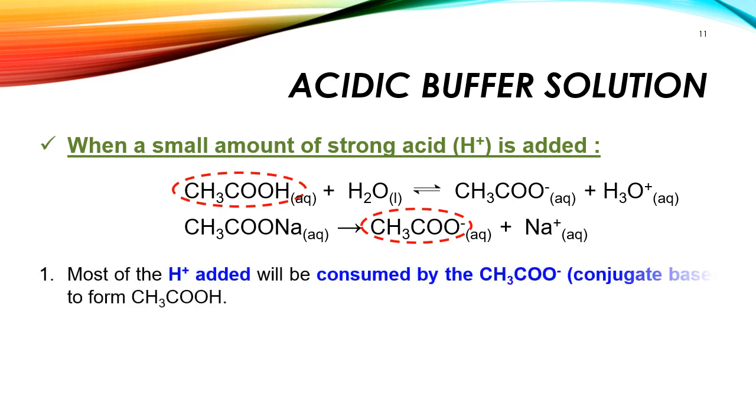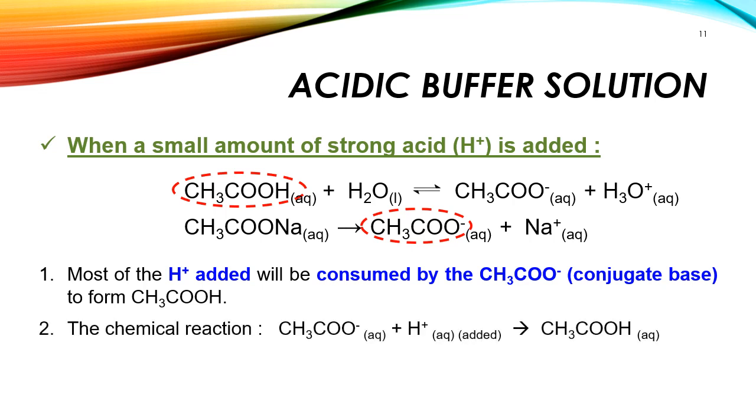When a small amount of strong acid is added, most of the H+ ions will be consumed by the ethanoate ion, which is the conjugate base, to form ethanoic acid. The chemical reaction involved is shown in the equation: the ethanoate ion reacts with the H+ ion added from the strong acid to form ethanoic acid.